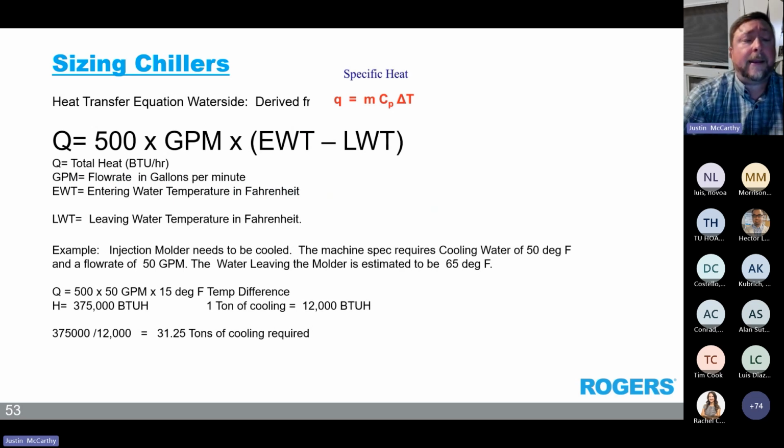The equation we live by on the chiller side is 500 times GPM times the temperature difference in Fahrenheit. It's derived from the specific heat equation. An example would be an injection molder that needs to be cooled. The machine spec requires cooling water at 50 degrees F and a flow rate of 50 GPM. The water leaving the molder is estimated to be 65 degrees F. If we plug all that in, 500 times 50 GPM times a 15 degree temperature difference, we come out with 375,000 BTUs. One ton of cooling is 12,000 BTUs. That means we need 31.25 tons of cooling.